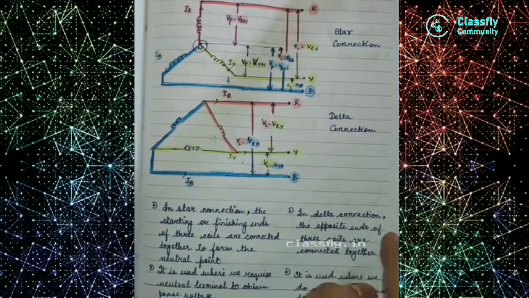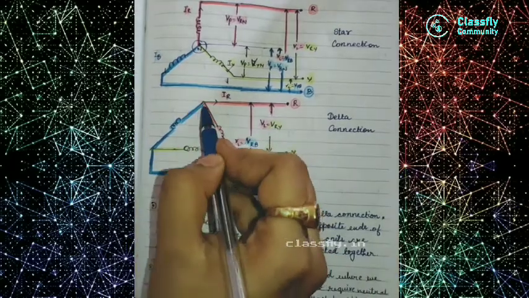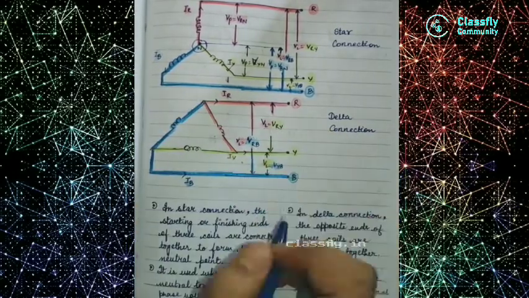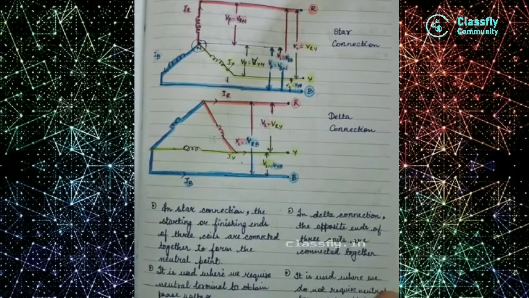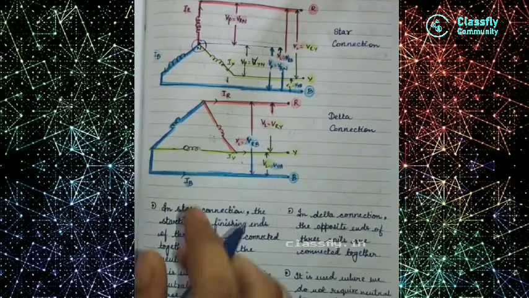In a delta connection, the opposite ends of the three coils are connected together. So in a delta connection, what happens? The opposite ends are connected together like a triangle. One triangle represents your delta connection. It is used where we do not require a neutral terminal to obtain phase voltage. In a delta connection, we don't need any neutral point to obtain any phase voltage.